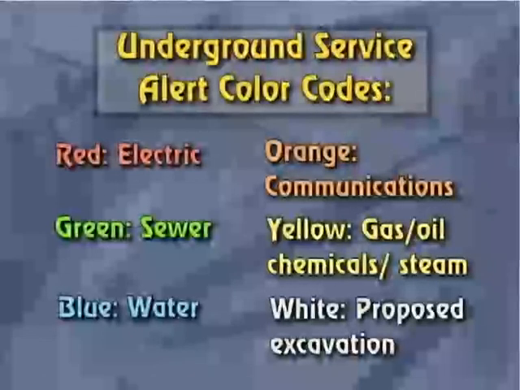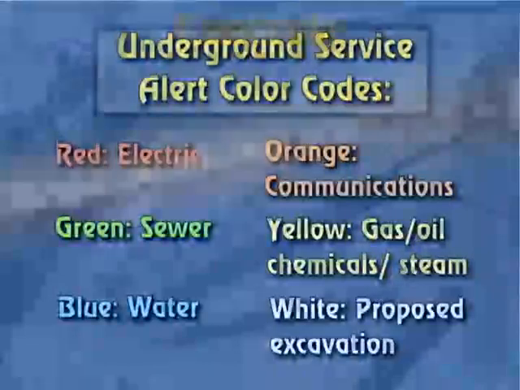After that service has been done, you can look on the ground, and you'll see perhaps red lines. That will indicate that there's electrical lines underground. If you see a green line, that will indicate typically a sewer line. Blue will indicate water, and so on and so forth.